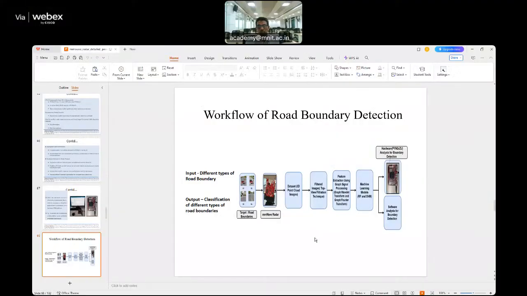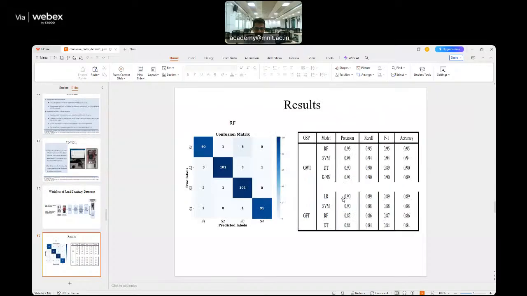Again, if you would have noticed, earlier the road boundary detection had been implemented, but here we are also implementing it with the hardware analysis. Again, we use the same board, Pynq ZCU board, and there we found out its performance. What is its performance? Here, if you see, this is the confusion matrix. In the confusion matrix, these four types of road boundary detection are there.